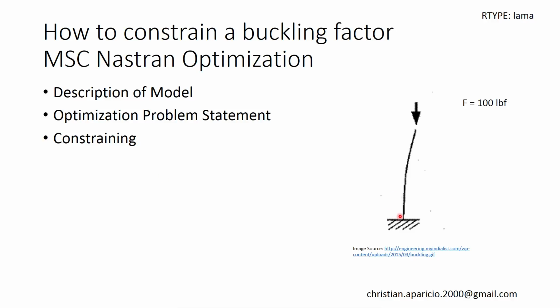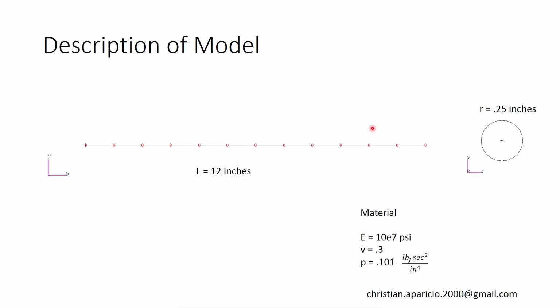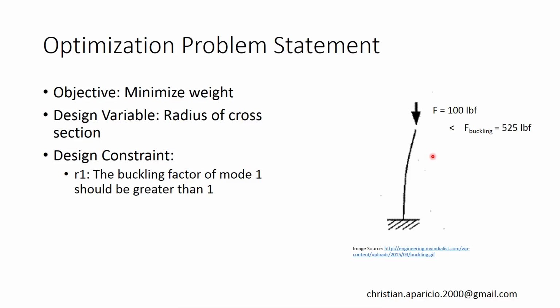To give you an idea, we are dealing with a member that's fixed on one end and applied with a compressive load at the top. This rod, if you will, is 12 inches in length. It has a cross section with a radius of 0.25 inches. Right now, the buckling load is 520 pounds. But this structure is being applied a load of 100 pounds. So you can see we're still within the buckling failure load.